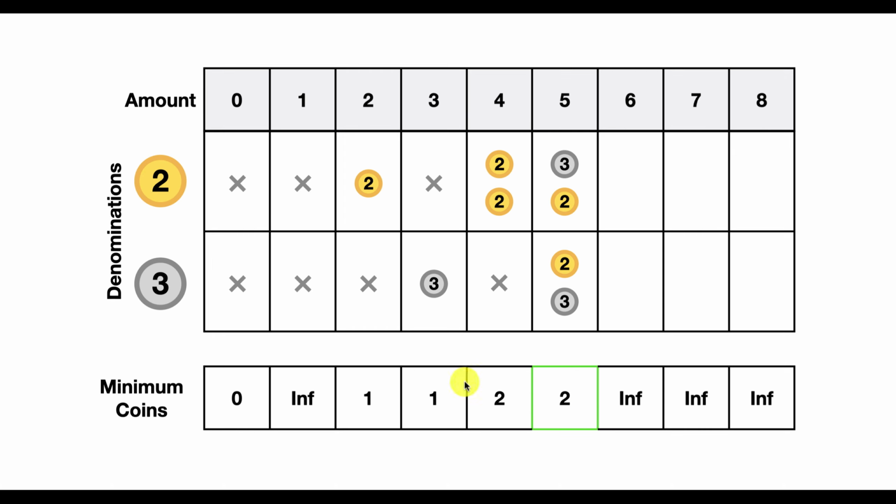Or when we subtracted 3, that got us back to the 2 subproblem. There was 1 coin here, which was a 2. We add 3 to that, so 1 coin plus 1 more coin is also 2.